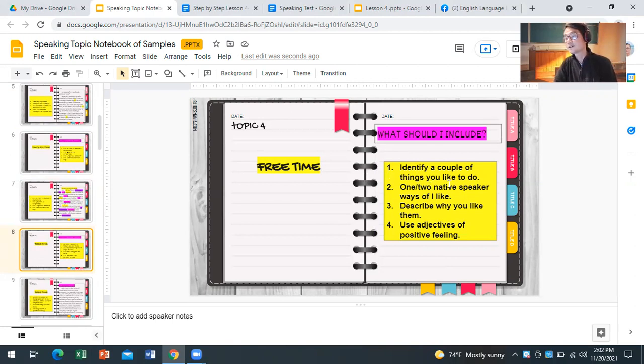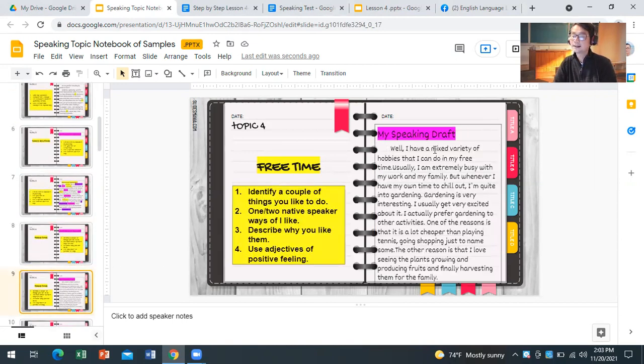Identify a couple of things you like to do, using native speaker ways of saying I like. We just talked about dislike. Now it's about I like. Describe why you like them. Of course, for everything that you want to address, you explain why. Use adjectives of positive feeling, like exciting, right? Something like that. And of course, I write my speaking draft here, so I make sure I include all of these.